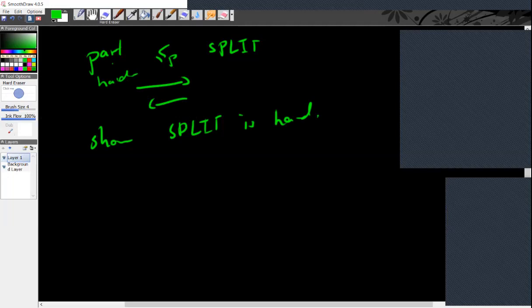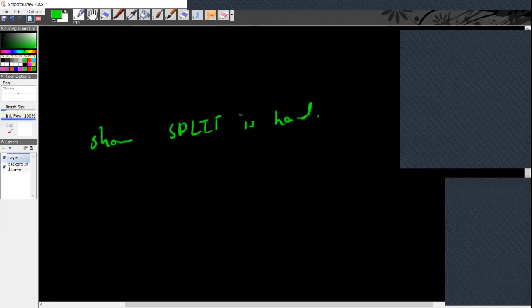Does it make sense? You only need to do the reduction one way, yes. For example, if I want to say splitwise is hard, what does that mean? I just need to show this. If I do the reduction the other way, it just says that splitwise is like this. That doesn't help me in any way. That makes sense?